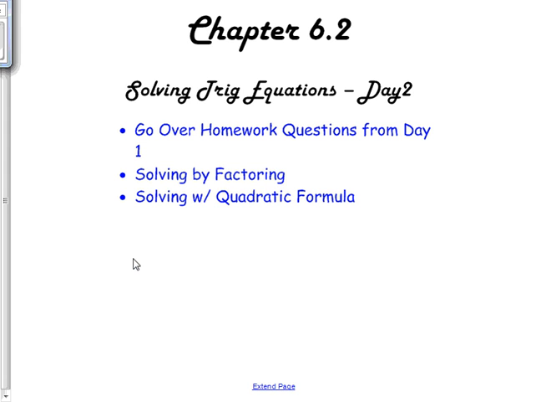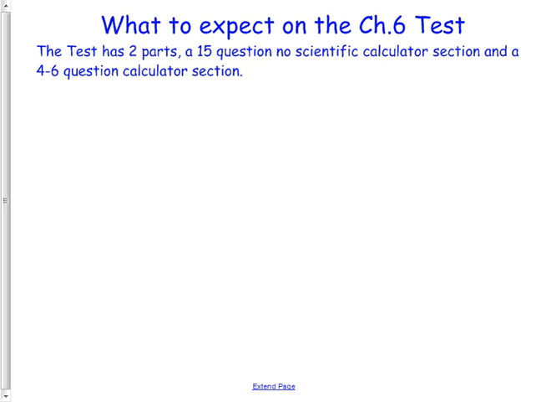Alright, so today we're looking at solving trig functions, day 2. We'll go over some questions from yesterday in class, make sure we're on the same page, and then get to some more complicated solving, like factoring and quadratics. Yesterday we did the simple stuff, algebra 1 equivalent type solving. Now we're going to get to algebra 2 type, where you actually have to factor to solve, or use the quadratic formula to solve.